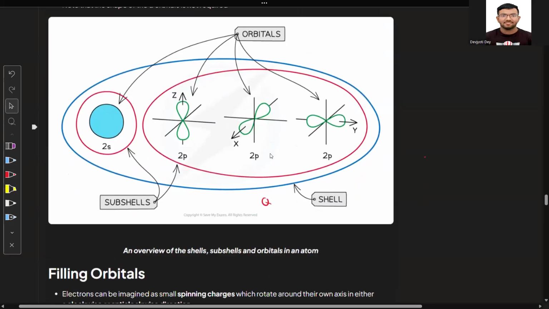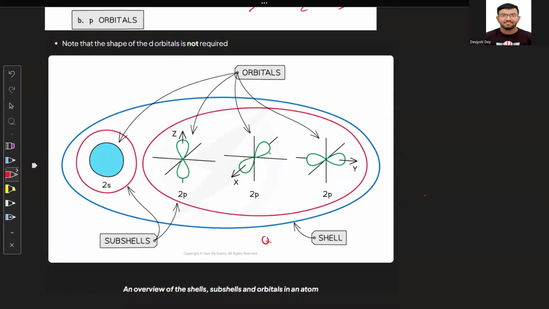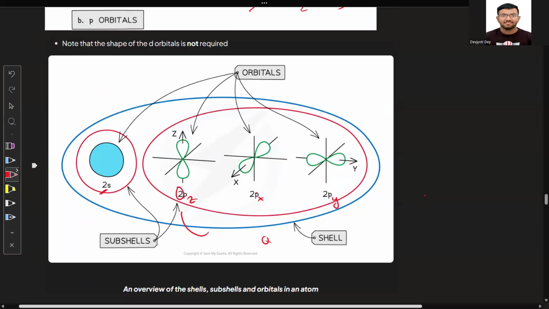Now one thing you need to remember: what are these numbers right here? 2p, 2p. Now this is obviously 2px, 2py, 2pz. What is 2? The 2 here represents the n number. This is the value of n. This basically means that these p orbitals are present at n equal to 2, that means in the second quantum shell. And it is the same thing here, n is equal to 2. That means it's present in the second quantum shell, nothing else. And why did I give px, py, pz? Because of the orientation. I guess you understood.